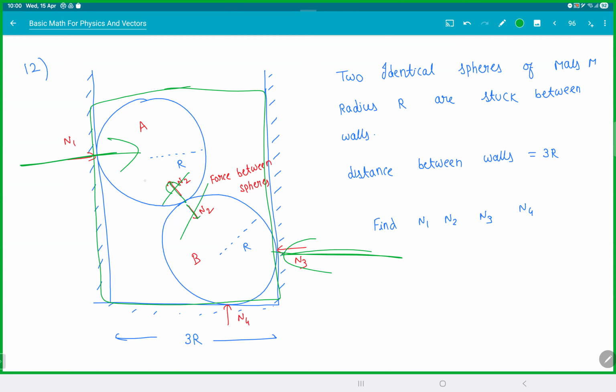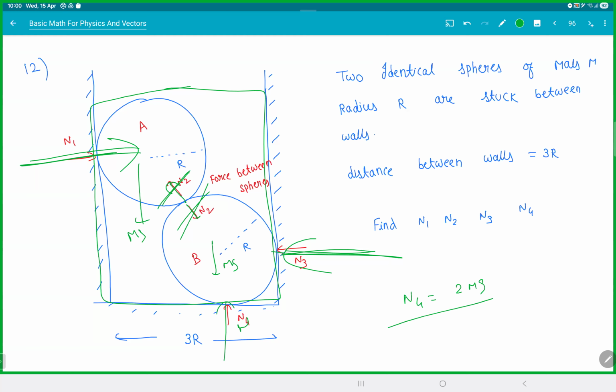Now look at the whole thing. The weight is acting mg down. The weight is acting mg down. N1 is horizontal. N3 is horizontal. N2, N2 got cancelled. Who is balancing all this weight? The only person who can balance this entire weight is N4, isn't it? There is no one else who can balance the weight of the balls other than N4. Therefore, I can simply say N4 must be equal to 2 mg.